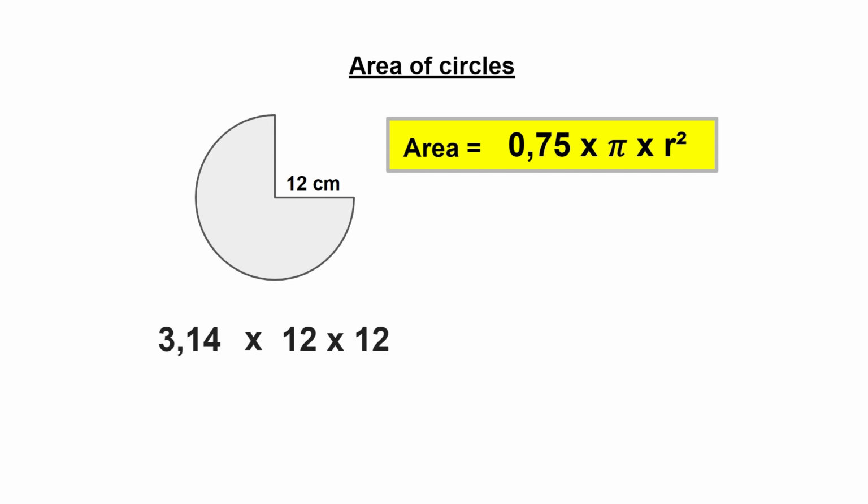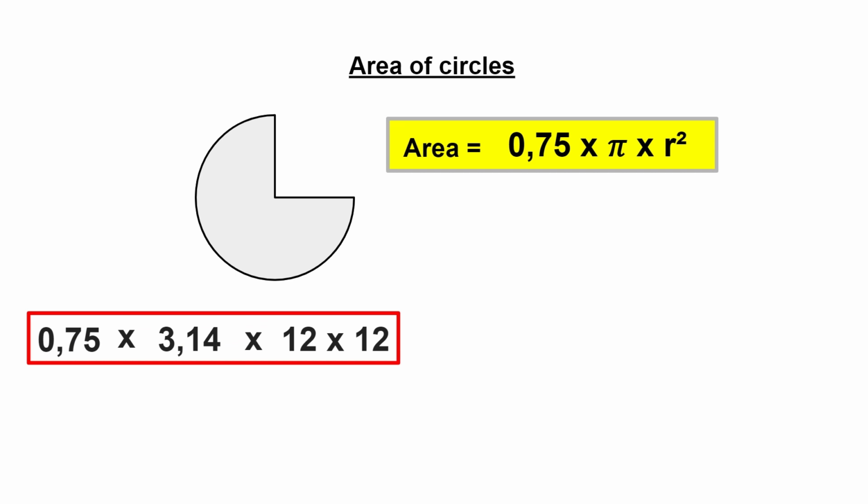Now, since we're calculating the area of 3/4 of a circle, let's make some changes to the formula so that we get the correct area. And since we're calculating the area of 3/4 of a circle, we can calculate 3/4 of the area by multiplying the area of the circle by 0.75. And 0.75 multiplied by 3.14 multiplied by 12 multiplied by 12 equals 339.12 centimeters squared, which is the area of the 3/4 circle.